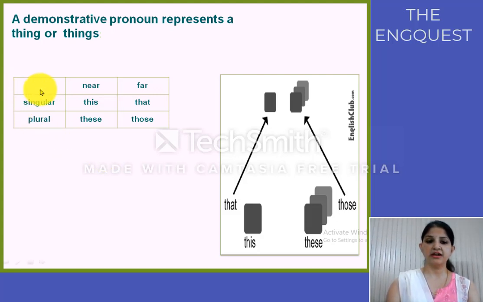For singular, near things we use this, and far things we use that. And for plural, near things we use these and far things we use those. Here you can see in this diagram that is used for the things which are far, and those for plural is used for the things which are far, whereas this and these are used for the things which are nearby.